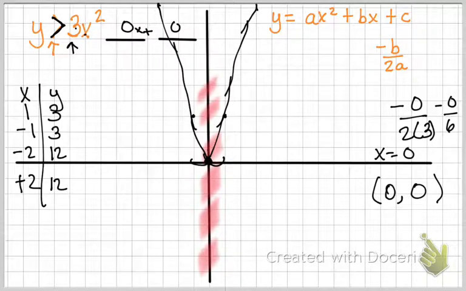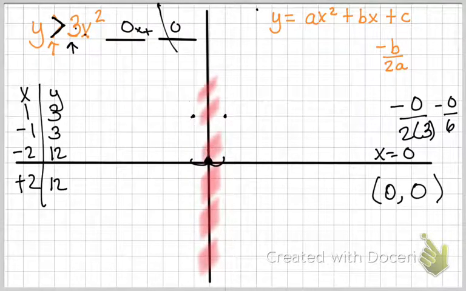Now, I made a solid line, but if we notice here, this is just a greater than. So this should actually be a dotted line. So let me undo my drawing here. This should be a dotted line because that means everything on the parabola is not included in our solution set.